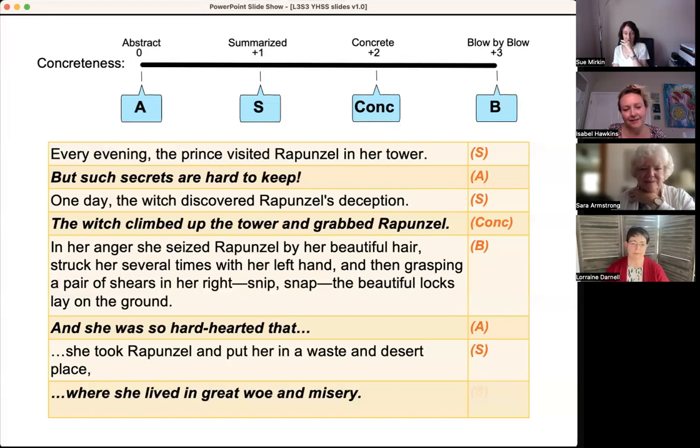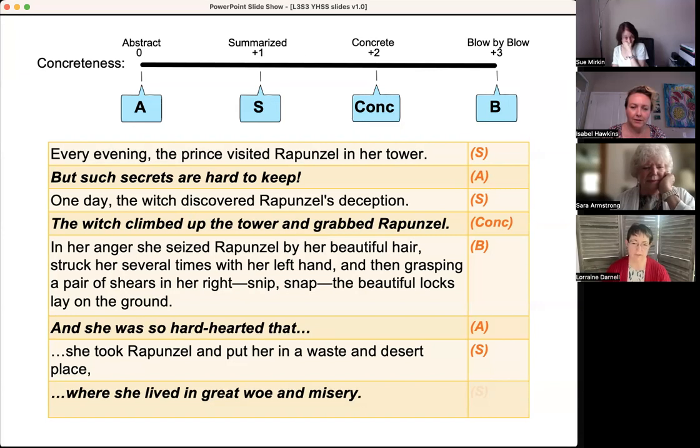So where are we up to? She took Rapunzel and put her in a waste and desert place. Have we done that one yet? We have. So that's clearly a summarized statement. Yeah. She's taking Rapunzel, she's putting her in a named place. So there's action there, but it's not specific action enough for us to know how she took her and put her and things like that. Those are high level descriptive verbs.